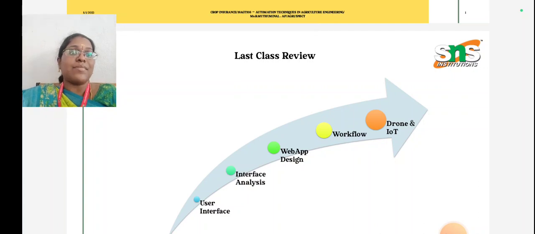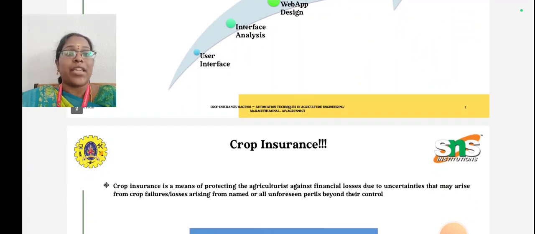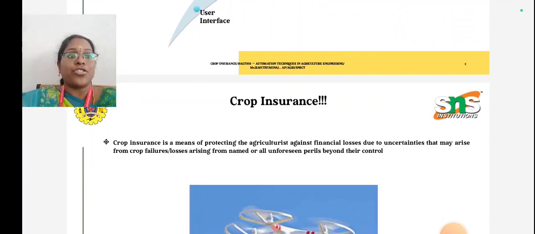In the previous classes, we have seen something about drone and IoT applications, and also what is the user interface analysis, web app design, and workflow for the user interface. Along with the drone and IoT applications, we have seen something about crop yield estimation and unit of yield. Today we'll see what is crop insurance.